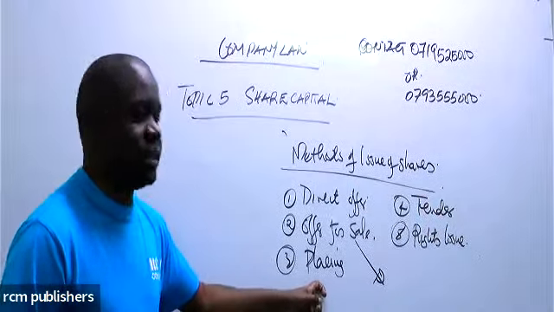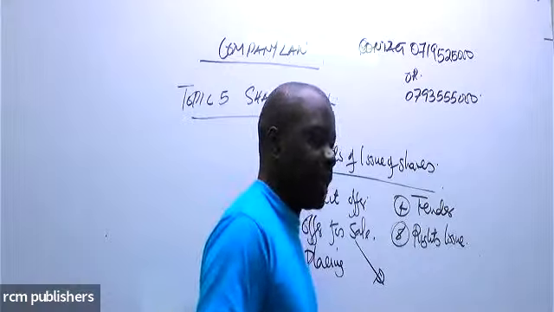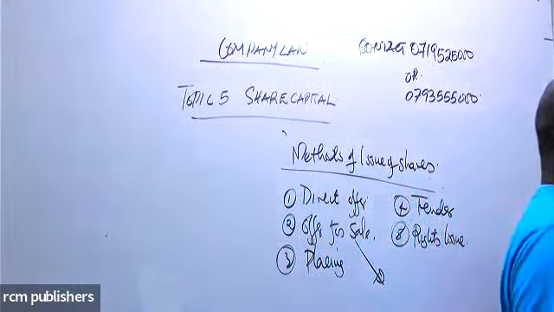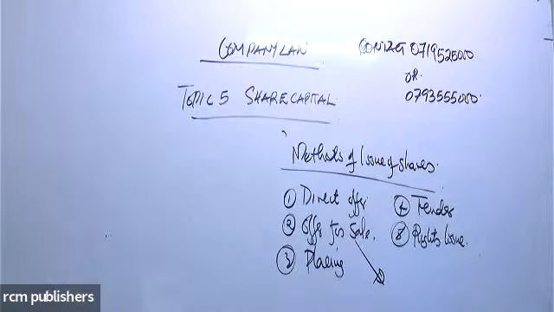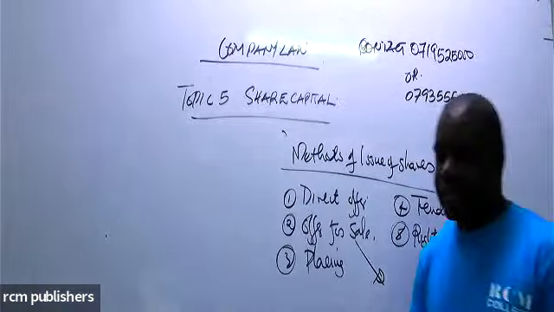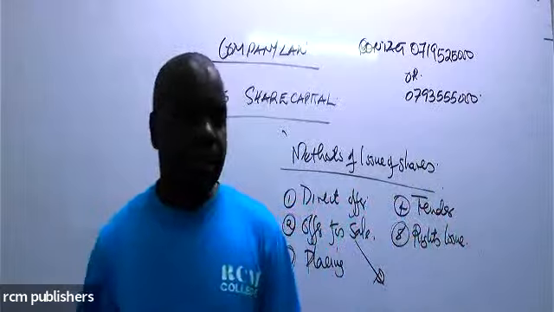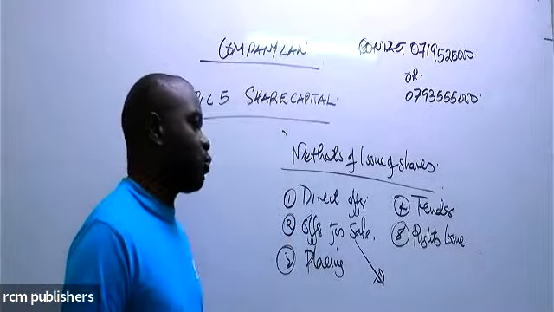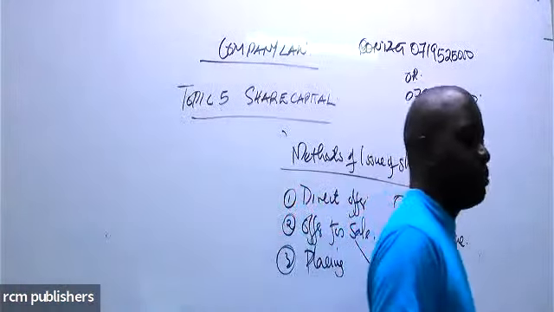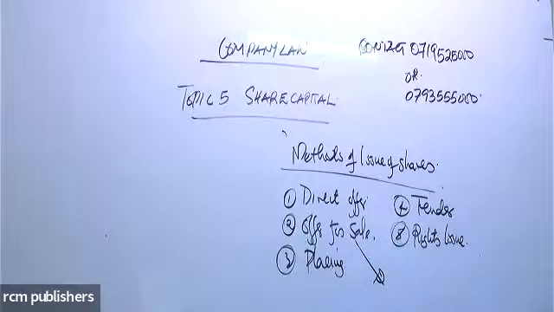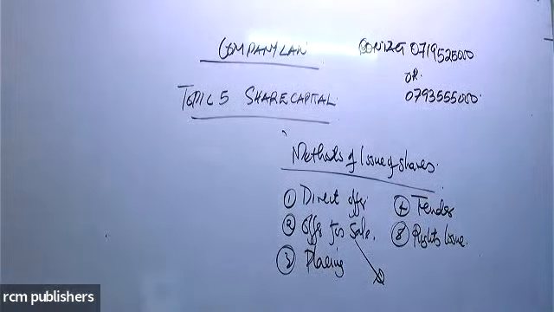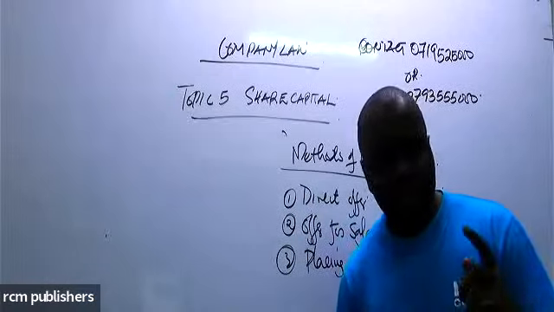Then you have placing. Placing, still the same case. The shares in this case are given to an issuing house. So the company enters an arrangement with an issuing house. Then what the issuing house does is place the shares with investors within the economy who can buy the shares in very large blocks. Instead of having to wait for each and every investor in the economy, so one person comes, subscribes for 100 shares, another 200 shares.